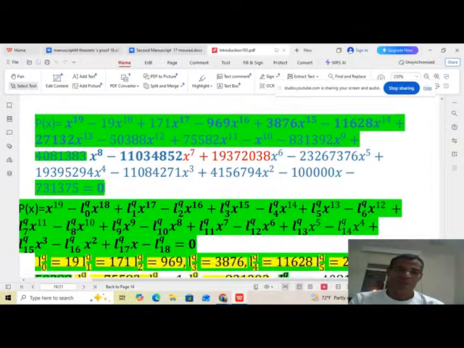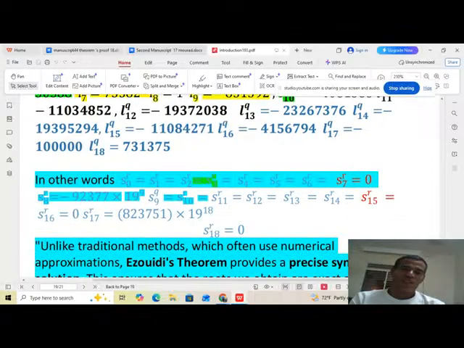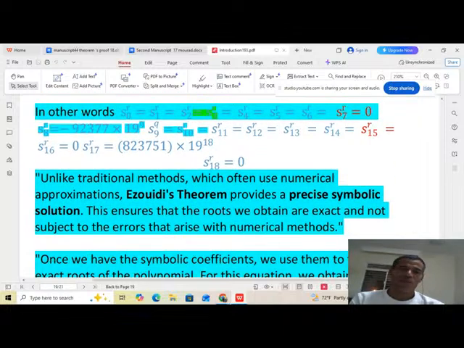So here we continue using Ezouidi theorem and the EMST approach. We said that these are the new values of sk minus 1 of the new Nightingale equation. So we can say that, unlike traditional methods, which often use numerical approximations, Ezouidi's theorem provides a precise symbolic solution. This ensures that the roots we obtain are exact and not subject to the errors that arise with numerical methods.